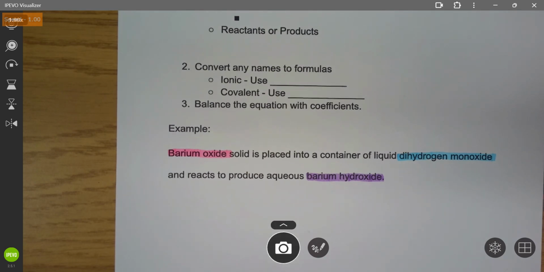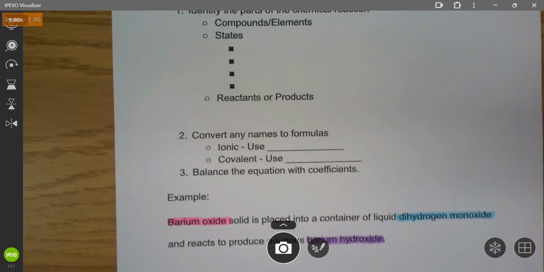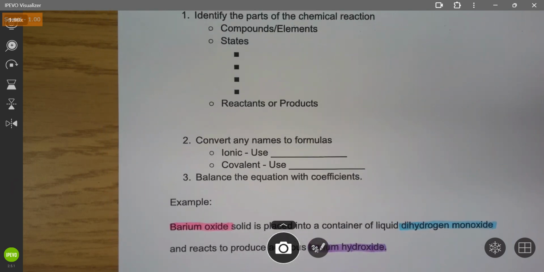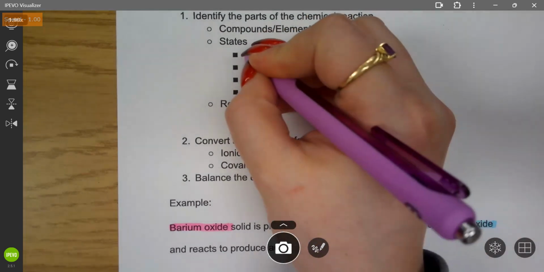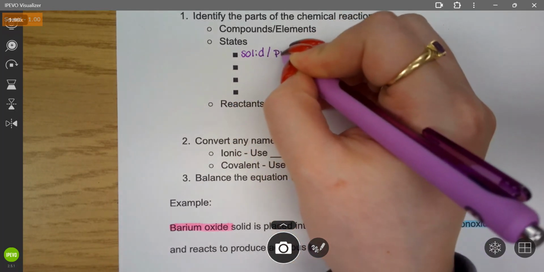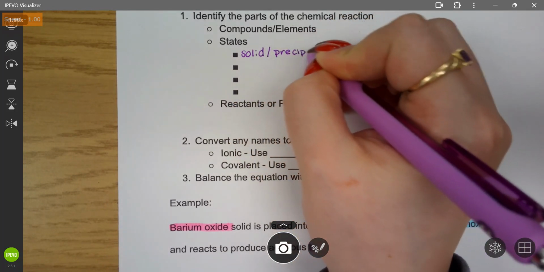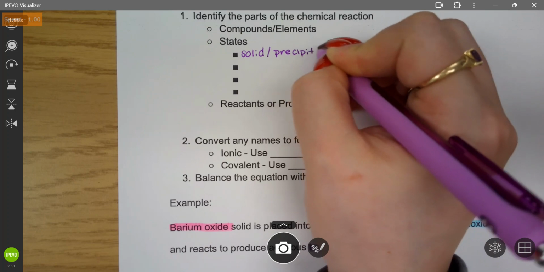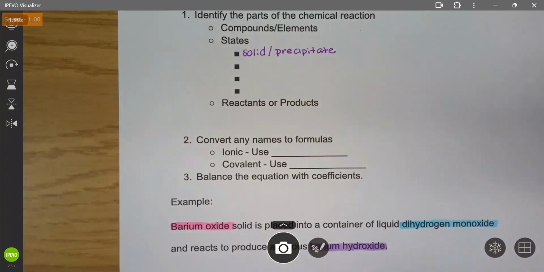So those are my three compounds: barium oxide, liquid dihydrogen monoxide, and barium hydroxide. There's no other compounds or elements listed here, so now I can move on to my next step, which is identifying the states. States being like the states of matter that we might have. So we could have just solid, which may also be written as precipitate. As we talked about, precipitate is a sign of a chemical reaction. It's just saying that there's a solid coming out of the solution. So when you mix two liquids together, you make a solid. So that's one of the things we can look for.